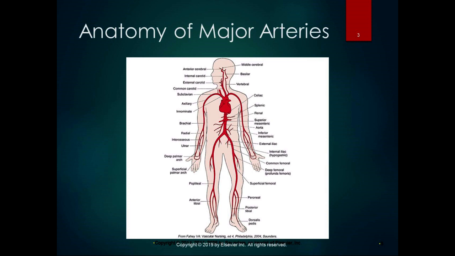Remembering, of course, that there are 2 separate circulations: the pulmonary circulation, which allows the exchange of oxygen and carbon dioxide in the lungs, and the systemic circulation, which provides for the exchange of nutrients and waste throughout the body and all the cells throughout the body.